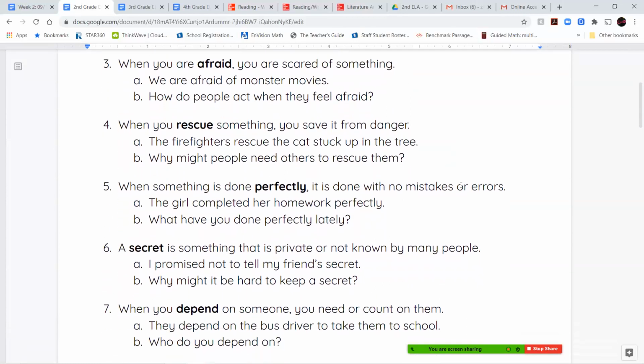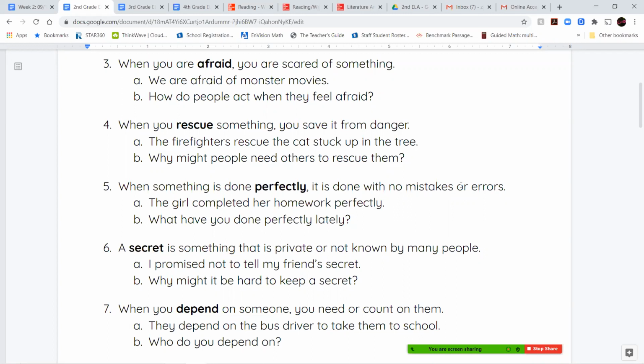Your fourth word is the word rescue. When you rescue something, you're saving it from danger. We can say the firefighters rescued the cat that was stuck in the tree. Or you can ask a question and say, why might people need others to rescue them? Now we know that Snake rescued Mouse out of the hole, right? Because Mouse was in danger and he was stuck inside the hole, so his friend Snake came and helped him out.